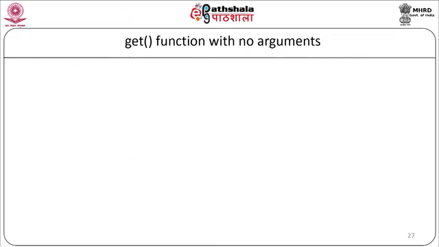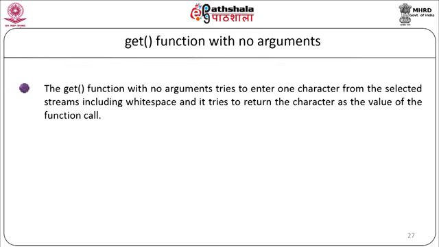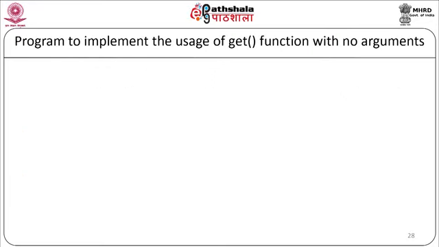First we will see the get function with no arguments. The get function with no arguments tries to enter one character from the selected stream, including white space, and it tries to return the character as the value of the function call. When end of file on the stream is encountered, it returns end of file. Example: char ch1; here we can write ch1 = cin.get(). Now let's see a program to see the usage of the get function with no arguments.